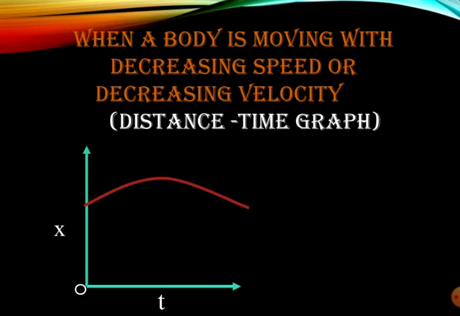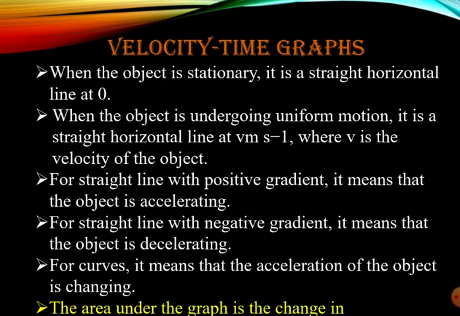When a body is moving with decreasing speed or decreasing velocity, it will be curved downward like this. Got it? I have already told you this. Now let's go to the velocity time graph and what can be obtained from it. Let me give you a brief idea of this velocity time graph.